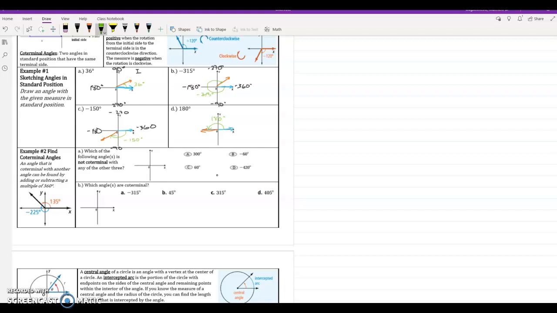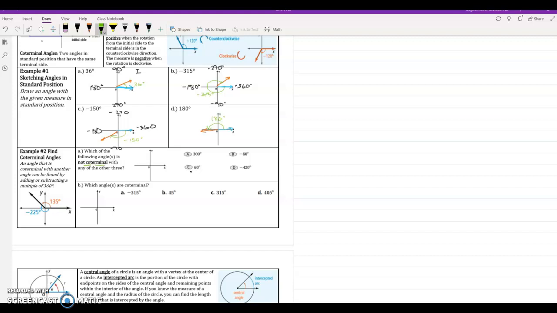Okay. For letter A, they've given us 4 angles, 3 of which are coterminal. What that word means, coterminal, is it means that they end in the same exact position. So you may have thought of this already, that sometimes some angles, their terminal side will end up in the same position regardless of the direction that they rotated in. So how do you figure out which one's not coterminal?